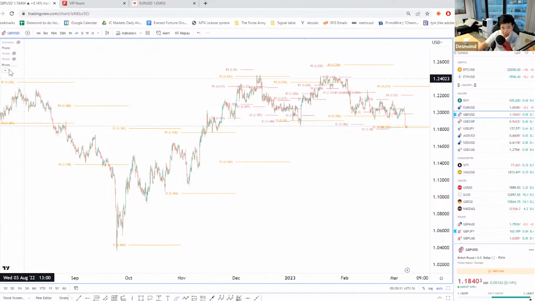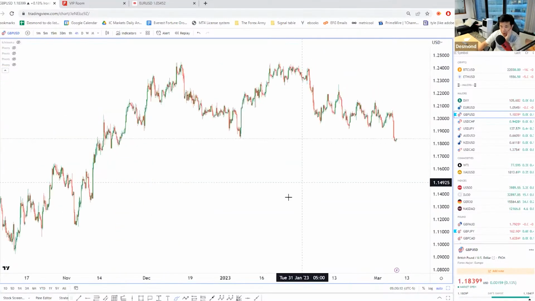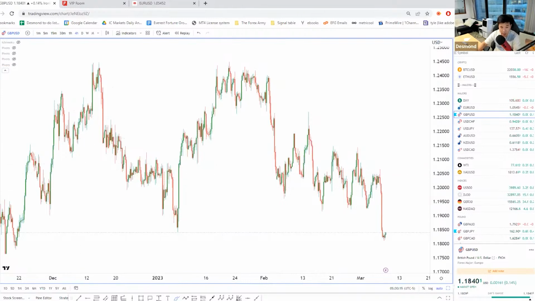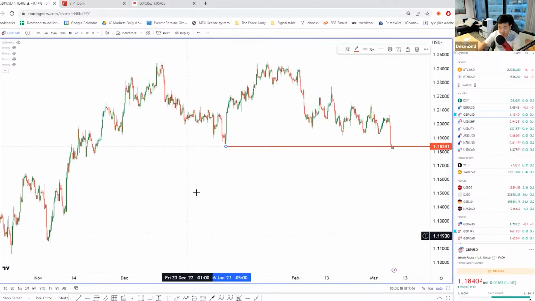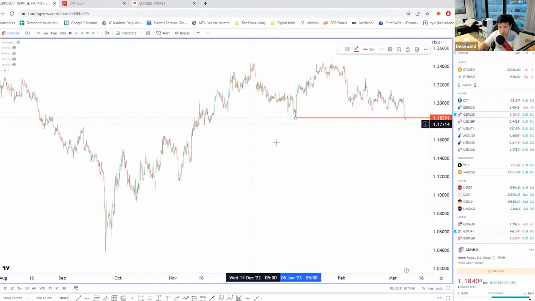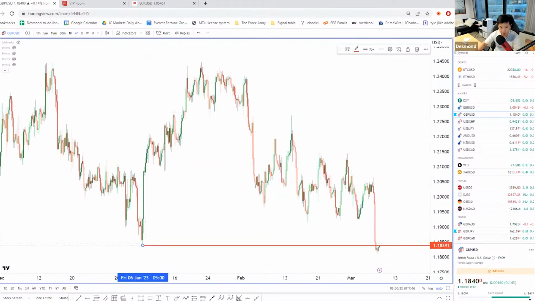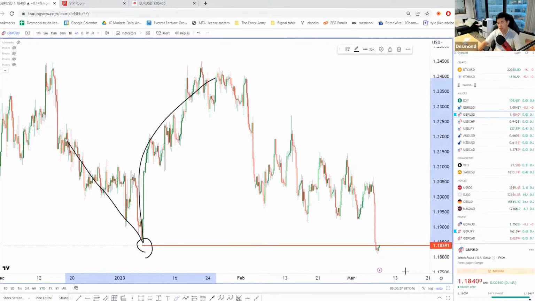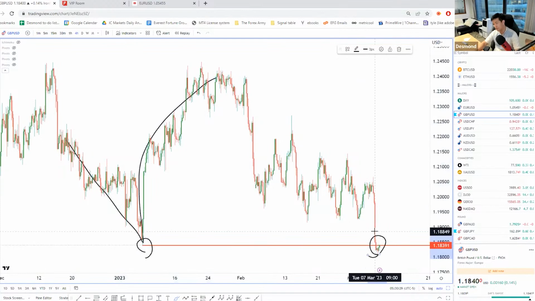On pound dollar, what I have noticed is that price previously bounced off this level. This is a big support level over here. Price bounced off this level one time very strongly in the past. Now price is testing this level. How do you know whether price is going to bounce from this level?